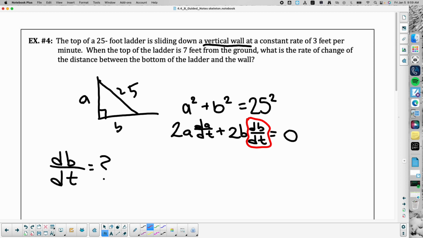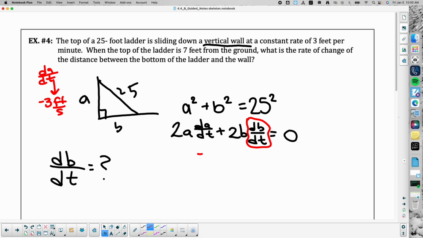Anybody feel like they have parts of it sort of figured out? dA/dt is 3 or negative 3. Okay, so it says the ladder is sliding down a vertical wall at a constant rate of 3 feet per second. And correct, if it is going down, A is getting smaller. So it is negative 3 feet per second, and that would be dA/dt because it's A. Okay, good. That's usually the hard one to figure out right away.